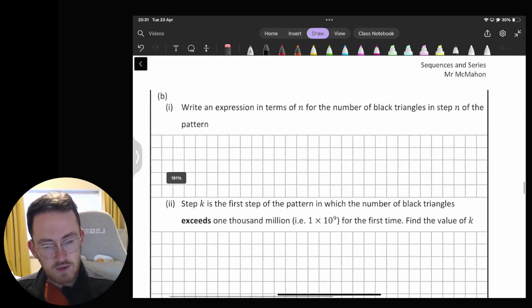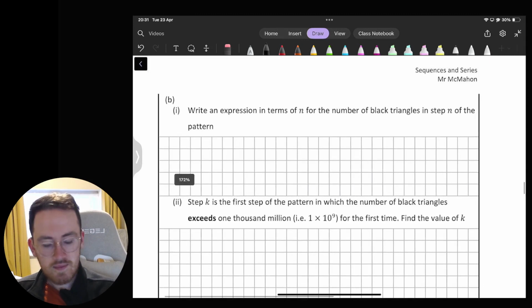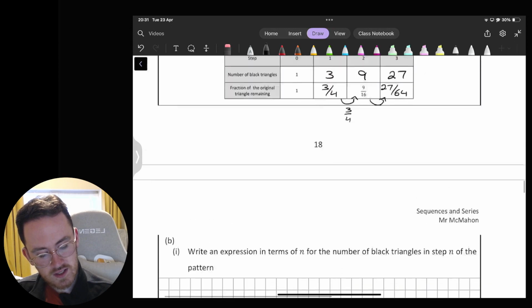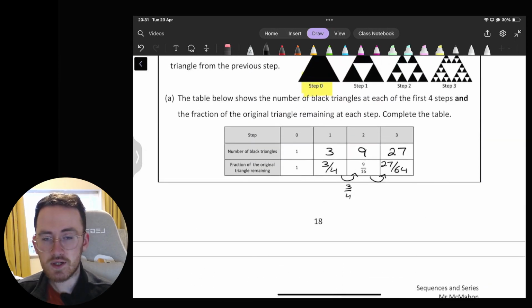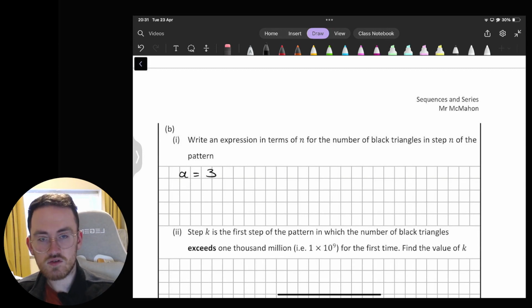So looking then at part B, write an expression in terms of n for the number of black triangles in step n of the pattern. Okay, so we're looking for an expression for the number of black triangles. So I can see here what's happening. It looks to me like we're multiplying. We're going in multiples of 3. I'm looking for step 1, which is 3. So remembering we started at step 0, but step 1, t1 is equal to 3.